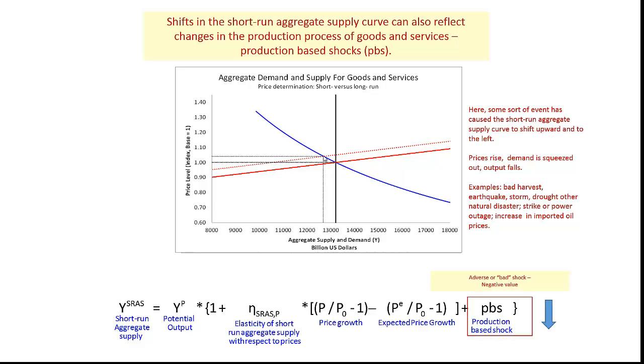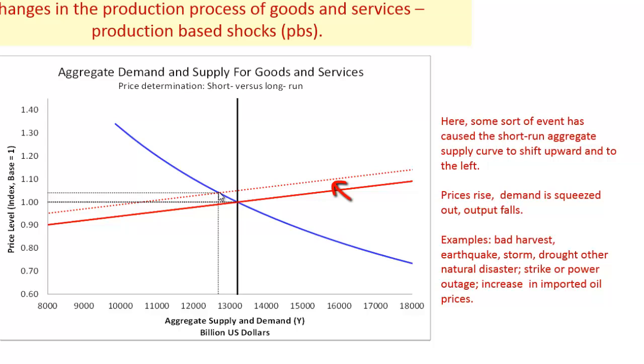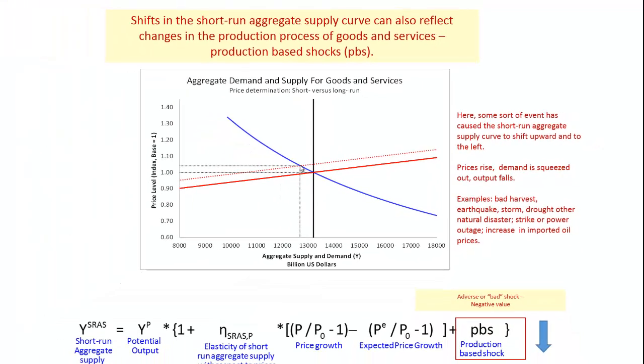Here, some sort of event has caused the short-run aggregate supply curve to shift upward and to the left. Prices rise and demand is squeezed out. We call this an adverse or a bad shock, and examples would include bad harvests, an earthquake, a storm, a drought, some other natural disaster, a strike or a power outage, or also an increase in imported oil prices.